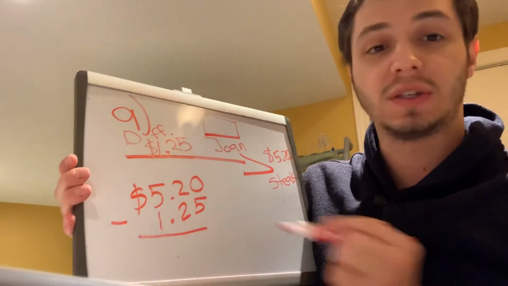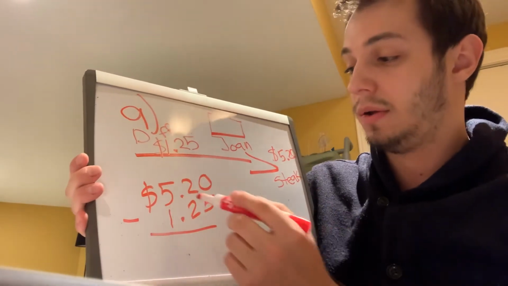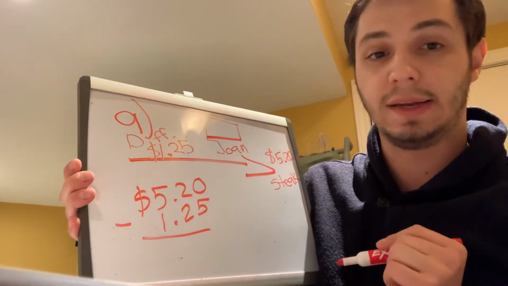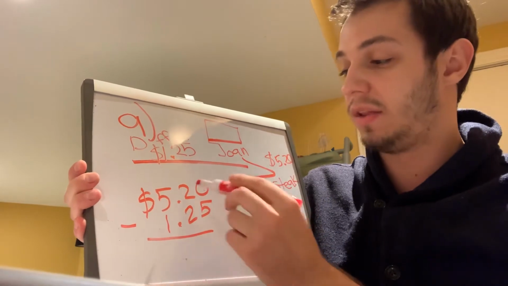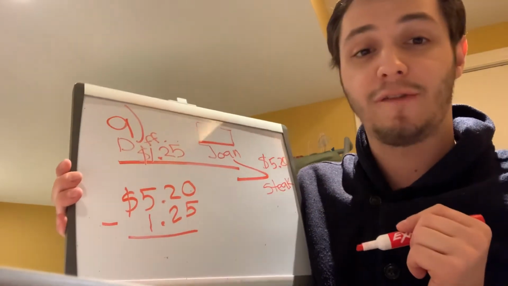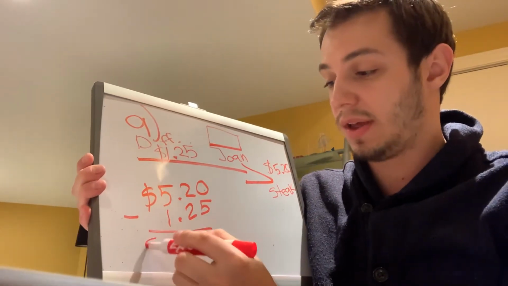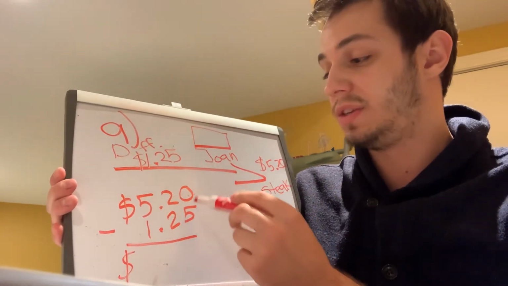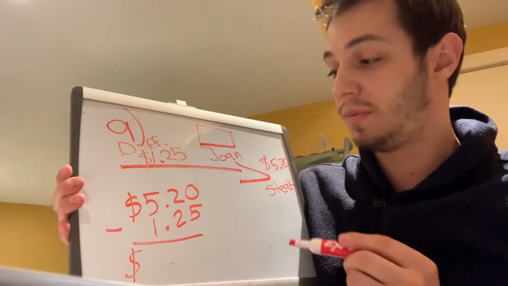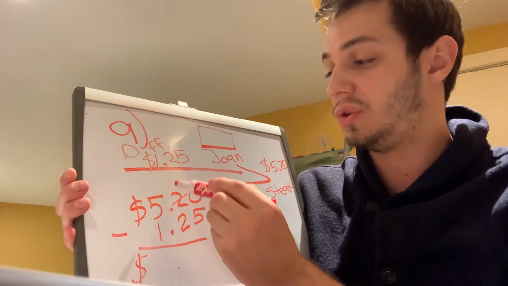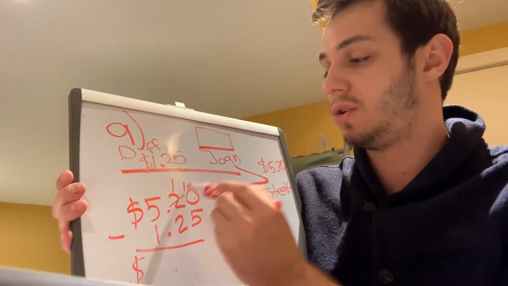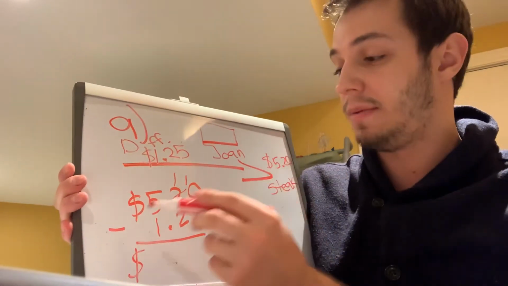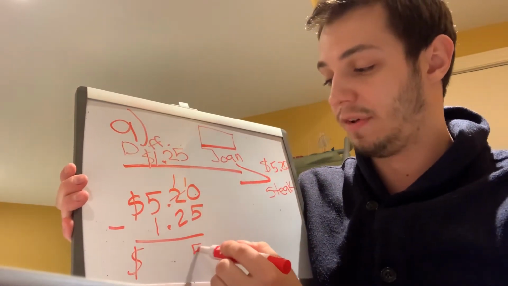Notice my first number has the dollar sign. My two decimals are lined up. All of my place values are lined up. And now for the answer, I need to once again have my dollar sign. I cannot subtract 5 from 0, so I'm going to have to borrow from the 2. The 2 will become a 1, and the 0 becomes a 10. 10 minus 5 gives you 5.